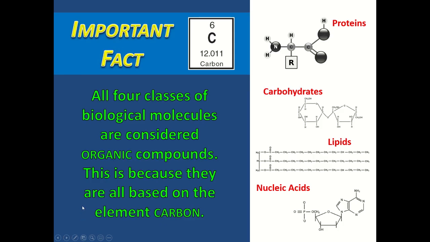A really important fact to remember: all 4 classes of biological molecules are considered organic compounds. The reason they are called organic is because organic has to do with life, or things that are living, or things that are needed in order to survive. Organic is kind of like talking about life. The reason we call these organic is because they're all based in carbon. Carbon is the main building block of life. It's the element that we all have and we all need. That's why we call these organic compounds. All of these will have carbon.